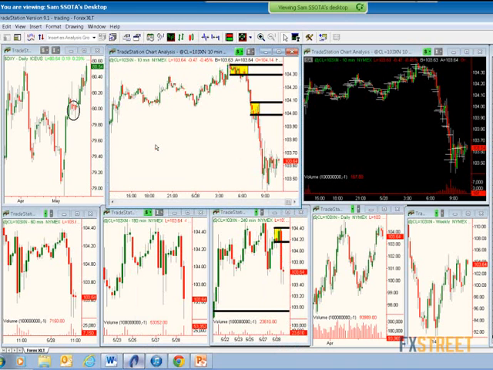Focus, yeah, but again, you want to kind of peer. If you're going to scale into a position, again, I'm not saying you should, but if you're going to do that, it's probably a good idea to put the majority of your position deeper into the area or level. Another way to say that, put it closer to your stop.